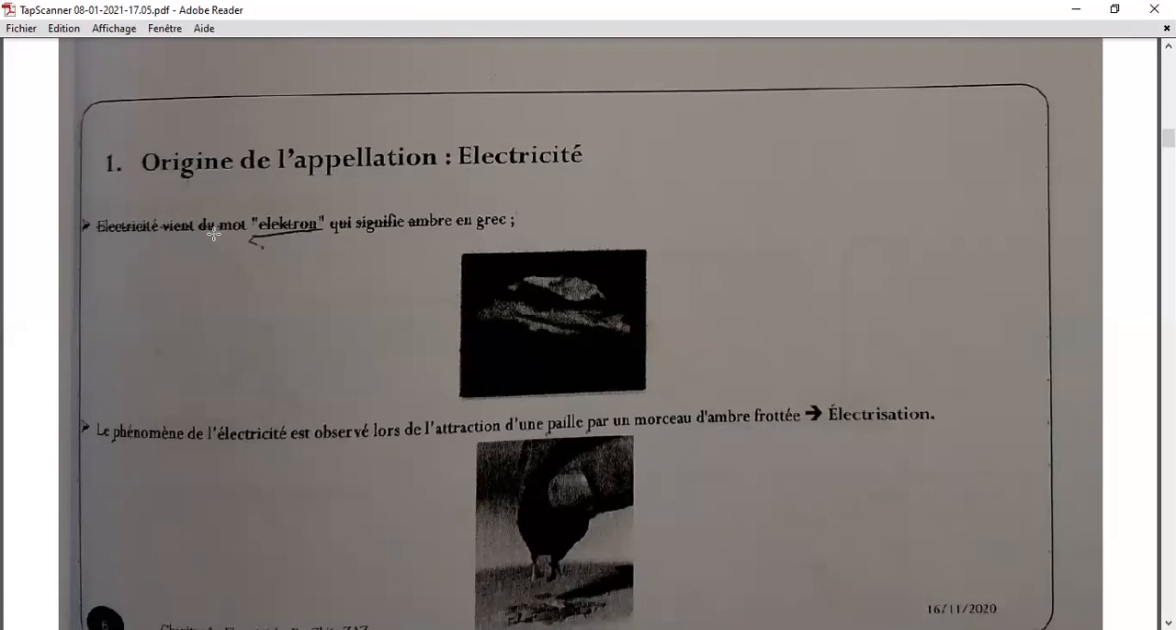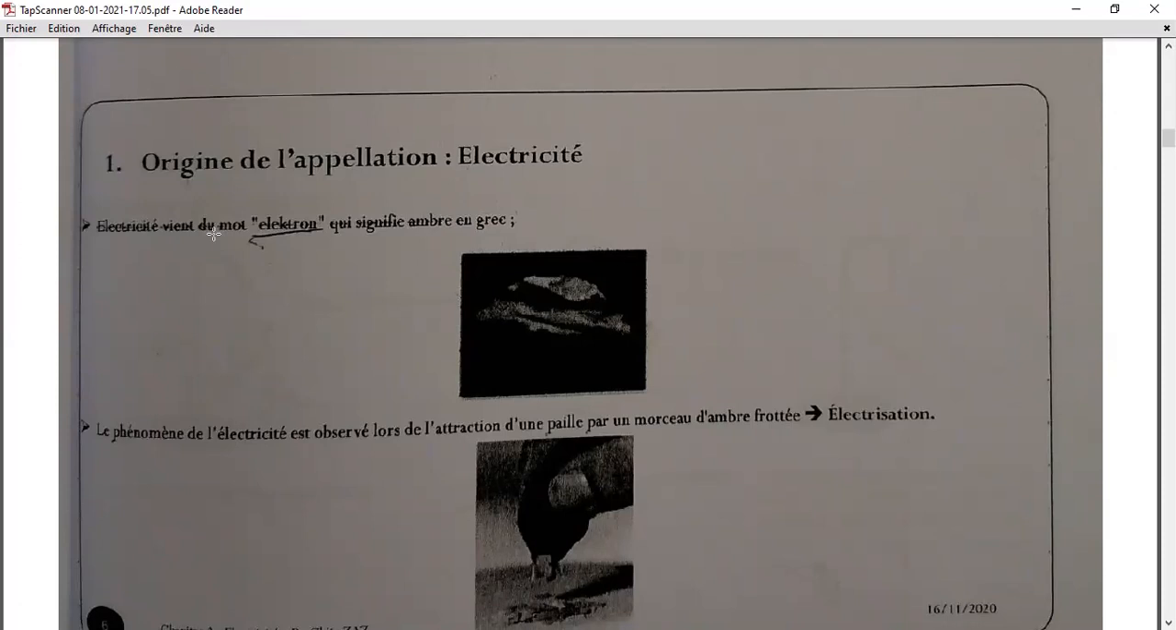I don't know if you know amber. Amber is a form of rock which is transparent, and it's formed from the fossilization of a tree. When a tree dies, after many years it will undergo fossilization. Fossilization is just the decomposing of something. After decomposing, you form something like a rock, which is transparent, and it has the name amber. So this word electricity comes from the word electron, which signifies amber.